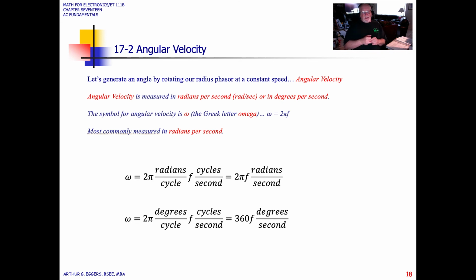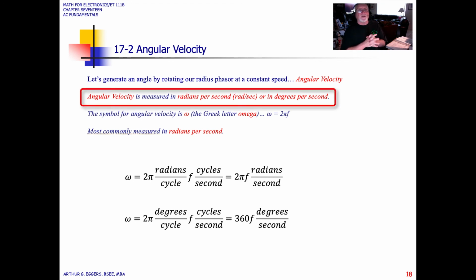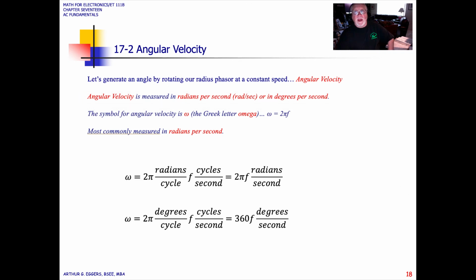Angular velocity. So we've talked about frequency and time, and we've talked about the number of times that we can end up with one cycle in a given amount of time. Now we're going to talk about the angular velocity, or how quickly it moves through or sweeps through a given set of cycles in a period of time. So when we come back, we'll pick up with angular velocity.